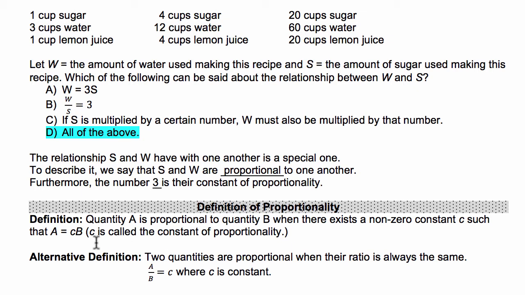The reason this works as an alternative definition of proportionality is because the equation A over B equals C is equivalent to the equation A equals C times B. You could get from the first to the second simply by dividing both sides of the equation by B.